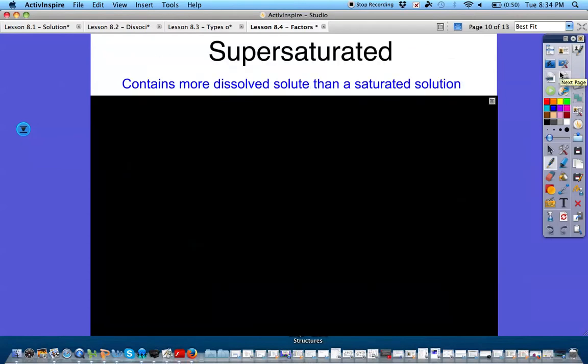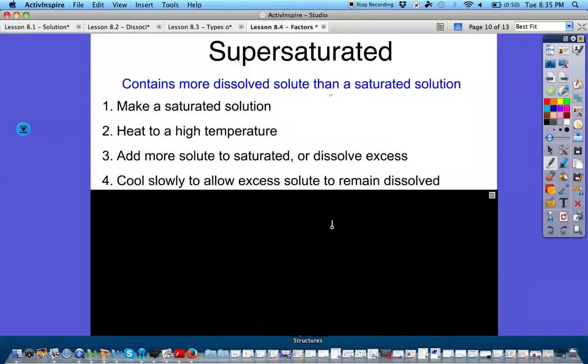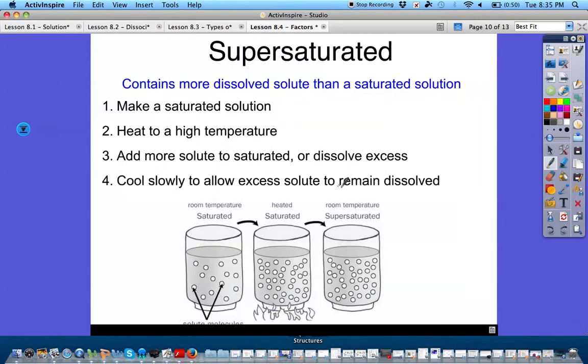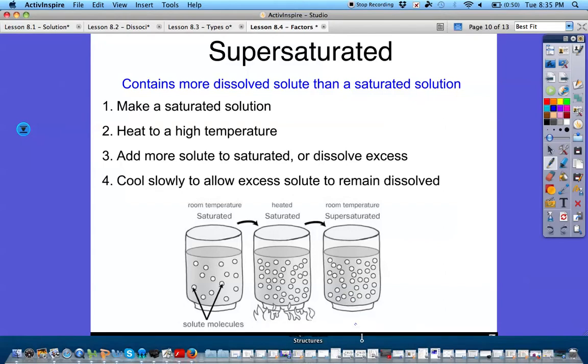A supersaturated solution, that's the third type of solution that we're going to talk about. A supersaturated solution contains more dissolved solute than the saturated solution. So how do we make a supersaturated solution if we already have the max amount of solute that can be dissolved? Well, you're going to start with a saturated solution, and then you're going to heat that saturated solution to a higher temperature, because higher temperature increases solubility.